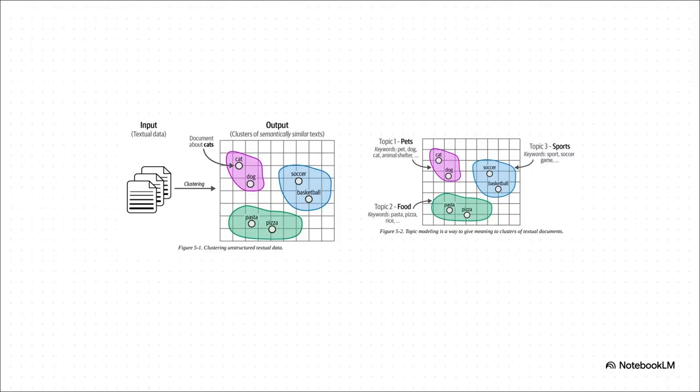And this side-by-side really makes that difference crystal clear. On the left, you've got clustering, which has done the hard work of finding three distinct groups of documents. Then on the right, you see topic modeling has analyzed those groups and slapped some meaningful labels on them: pets, food, and sports. It's literally the difference between a stack of unlabeled papers and a perfectly organized filing cabinet.